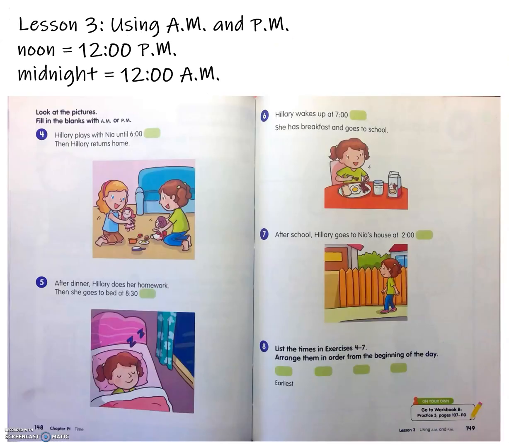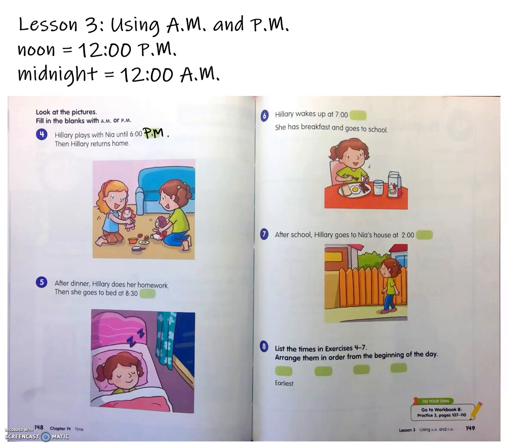Now, a lot of the time when you're filling in AM and PM, you're using what you already know, the knowledge that you already have about your day. Now, let's think about number 4. It says, Hillary plays with Nina until 6 blank, then Hillary returns home. Now, do you normally play with a friend at 6 in the morning, or do you normally play with a friend at 6 in the afternoon? It would normally be 6 in the afternoon, so here would be PM.